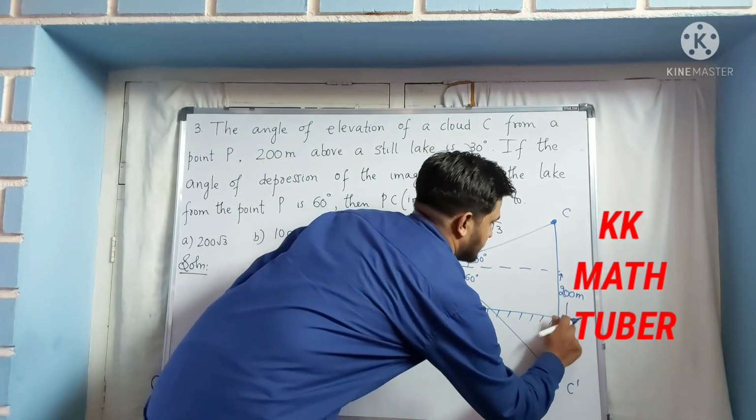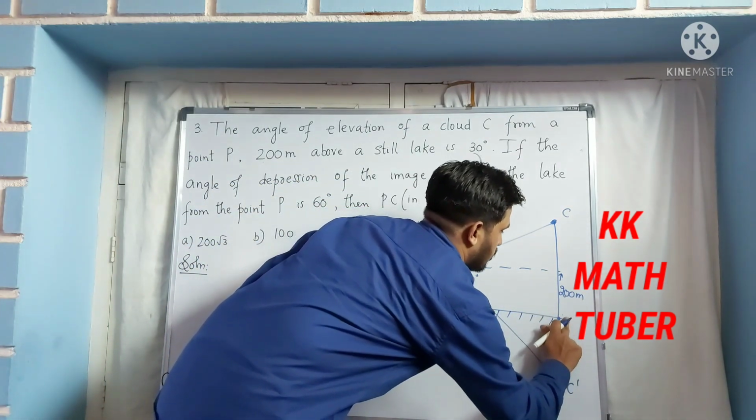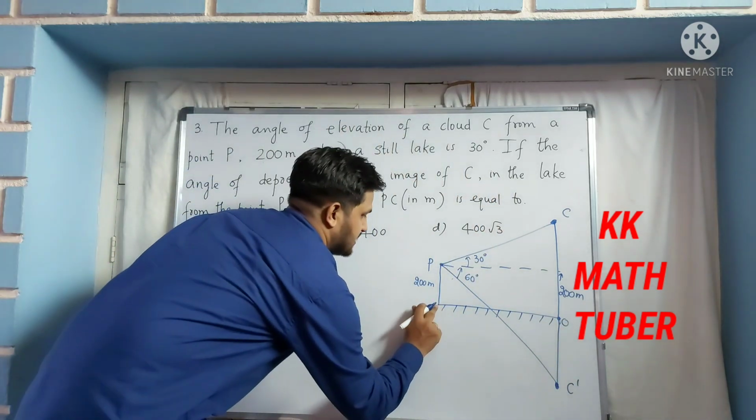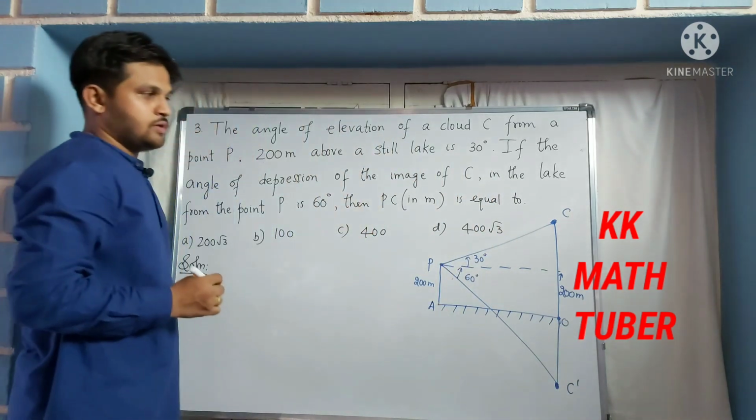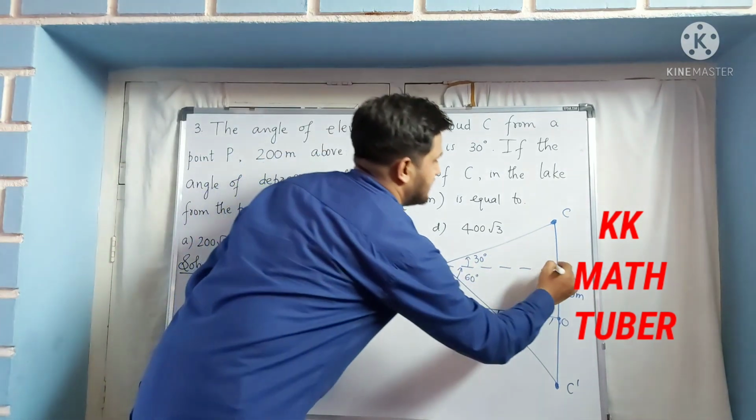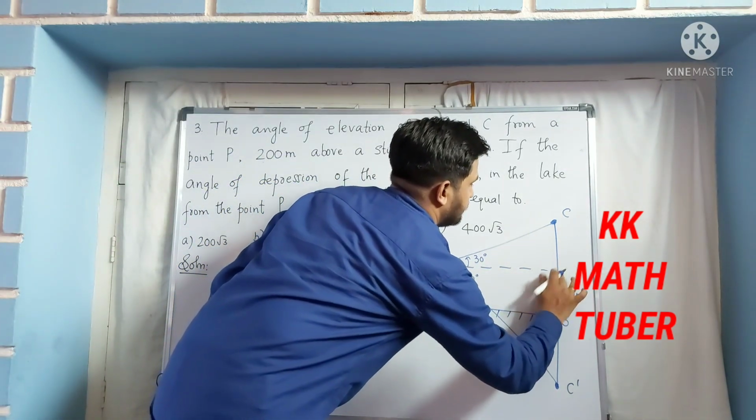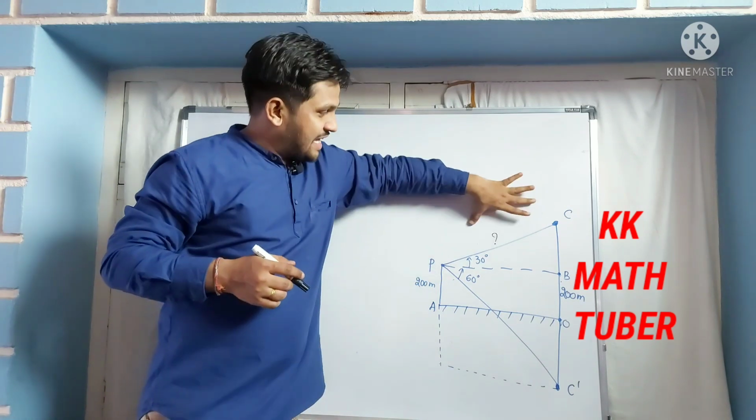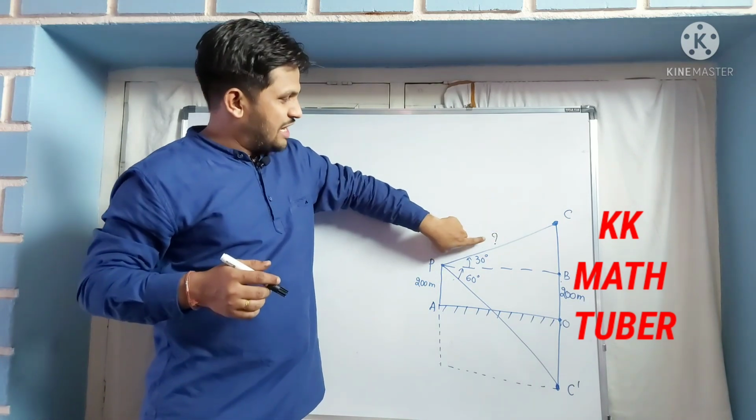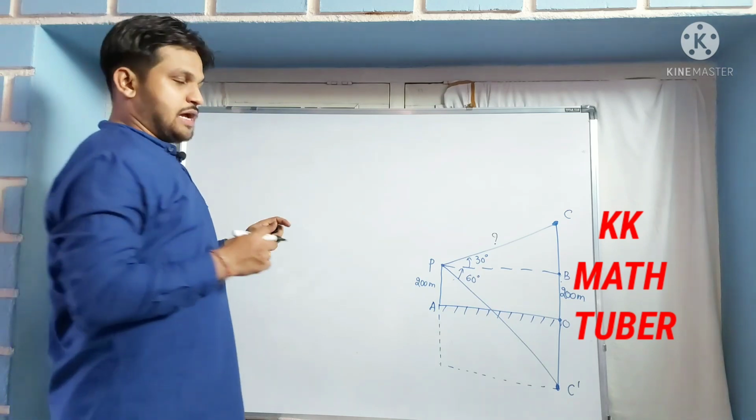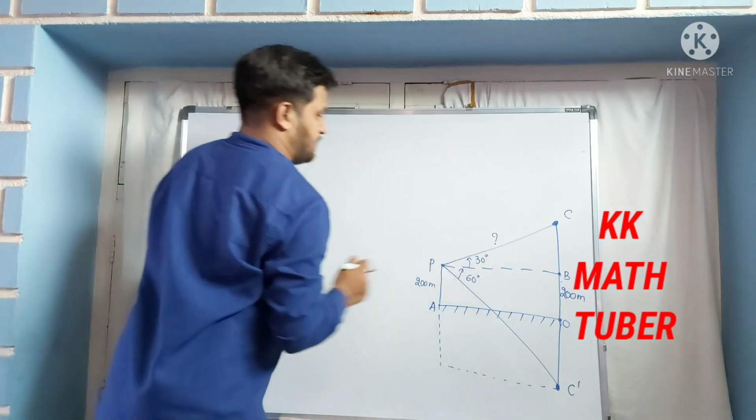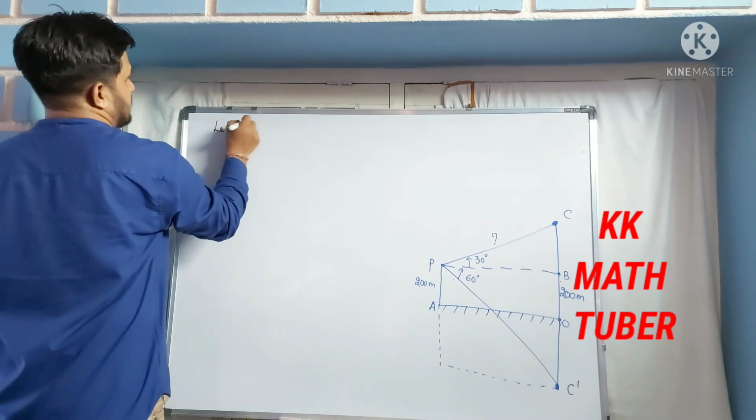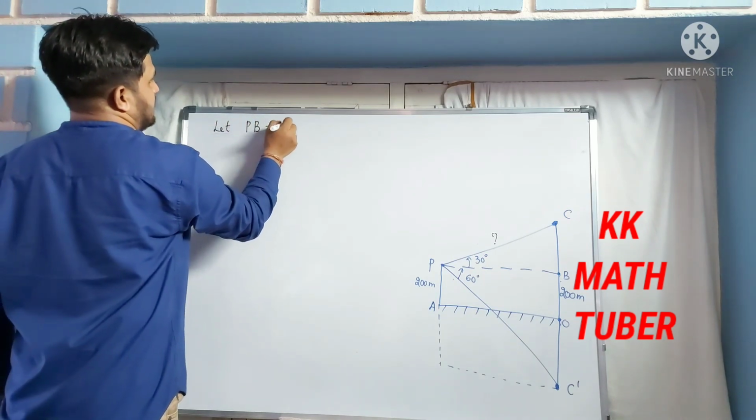So let's say this is the point O. Let's say this is A, and this is point B. Now from the question we need to find the length PC in meters. So let me mark it as a question mark, and let us take this length PB to be x meters. So let PB is equal to x meters.